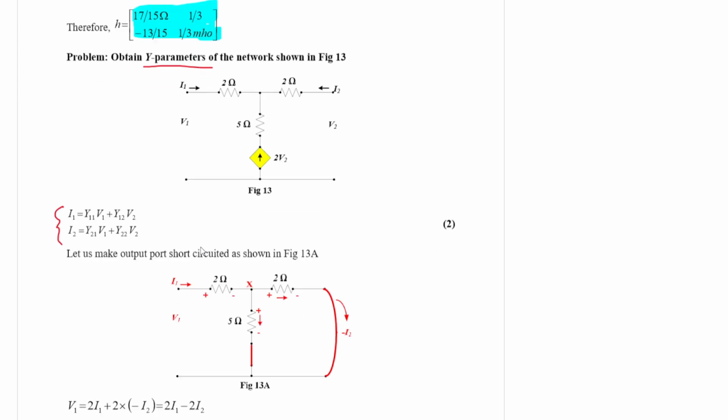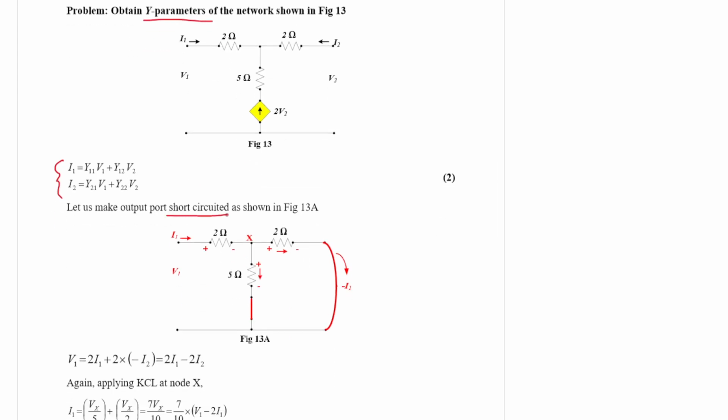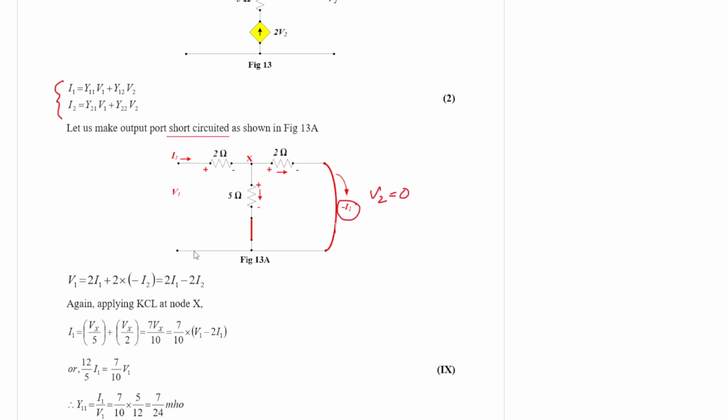Since it is a short circuit parameter, let us first short circuit the output port, V2 is equal to 0. Due to this, the direction of I2 reverses, that is why it is taken in the negative direction, minus I2. Since V2 is equal to 0, this current source disappears because its magnitude will be 0. It is very straightforward. Now the current I1 is flowing through the 2 ohm resistance, so the drop is 2I1. Again, minus I2 will be flowing through this 2 ohm resistance, so it will be 2 into minus I2. As a result, V1 is equal to 2I1 minus 2I2.